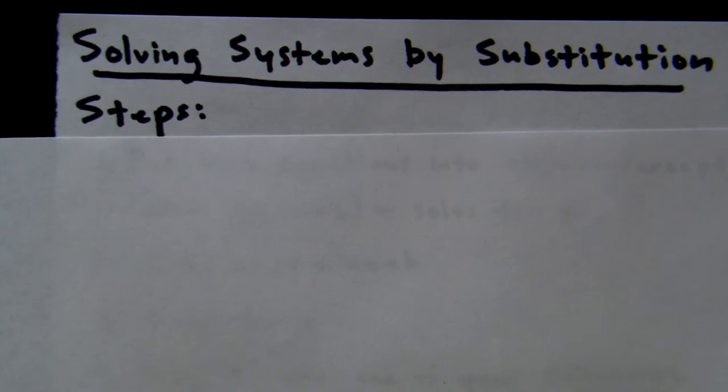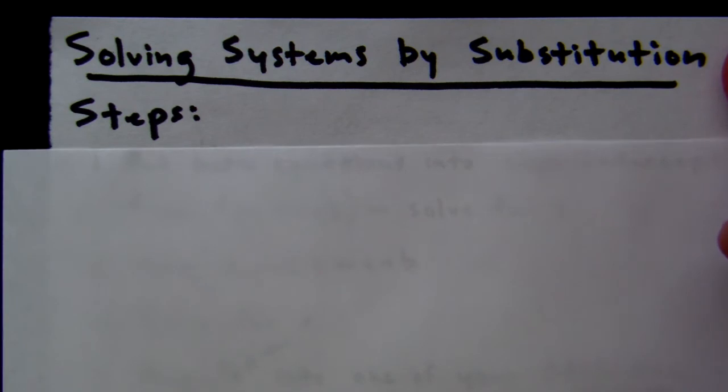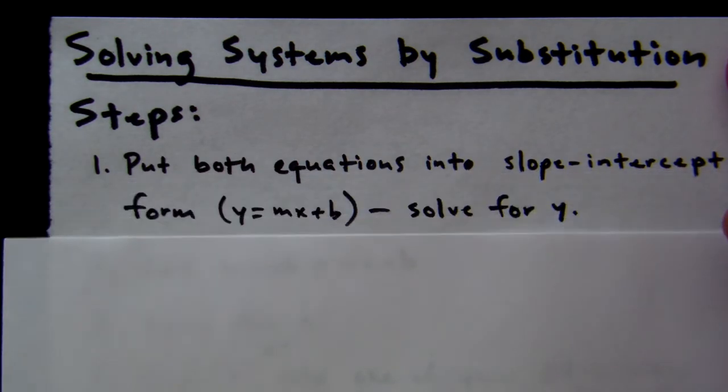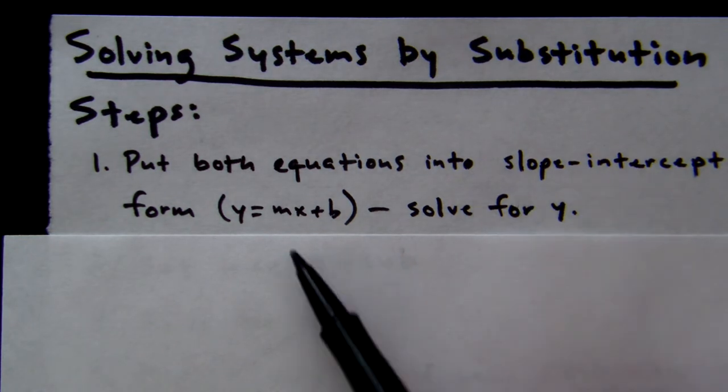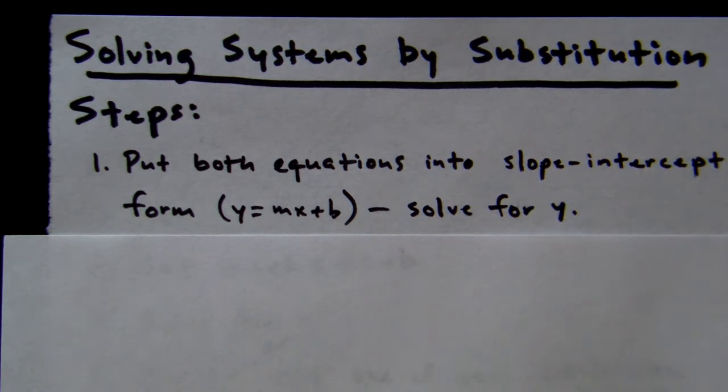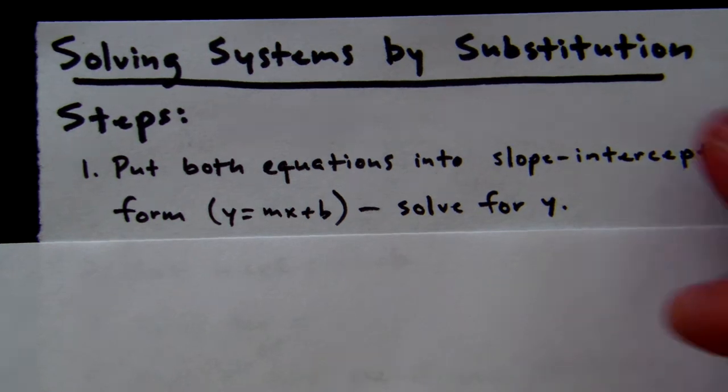All right, this is just a quick video on solving systems by substitution if you need a little refresher. So here are the steps, just to reiterate. The first thing we have to make sure is that both equations are in slope-intercept form, which is y equals mx plus b, meaning that we have to make sure they're solved for y. If they're not, we have to solve for y.